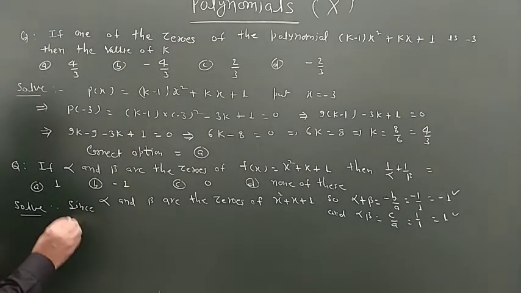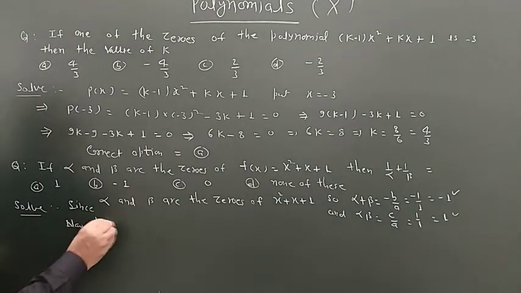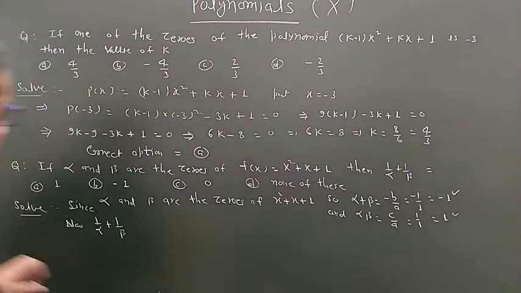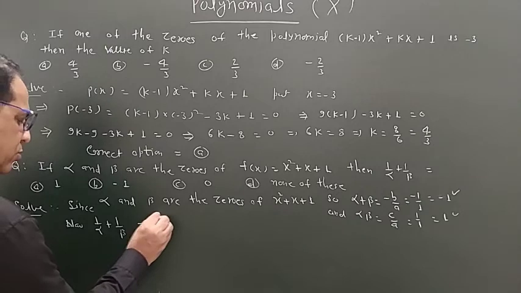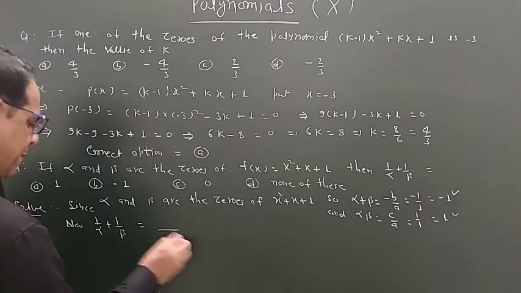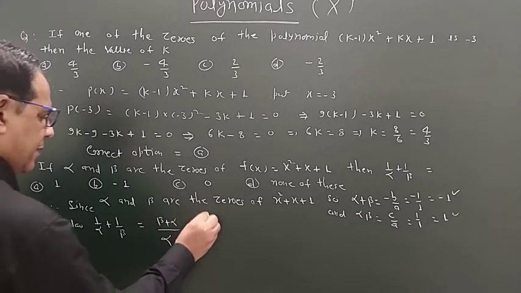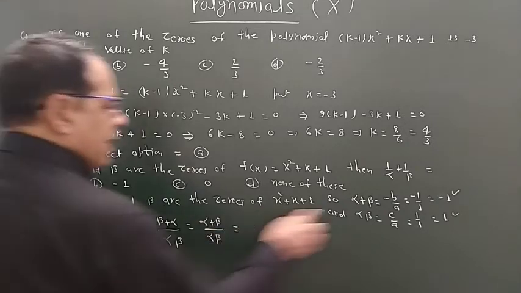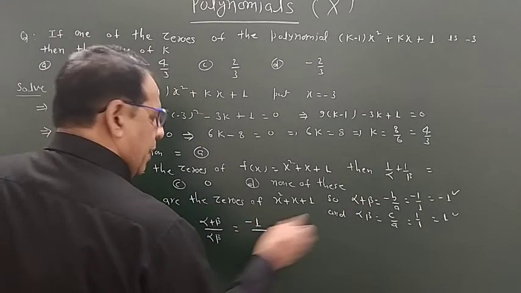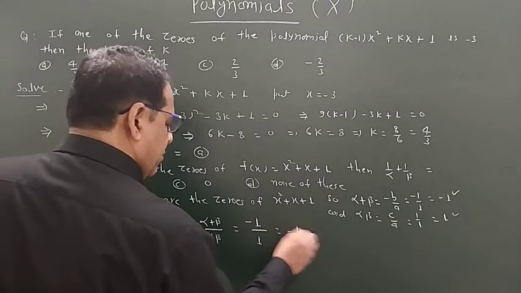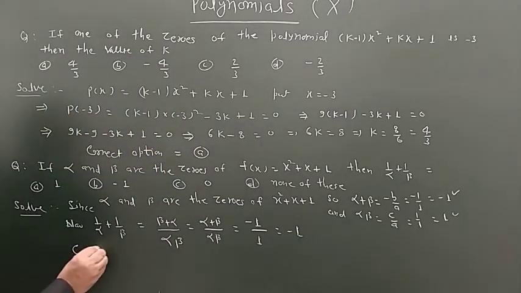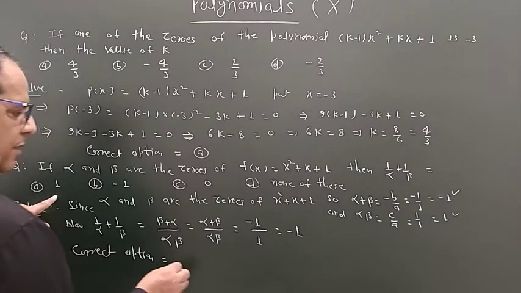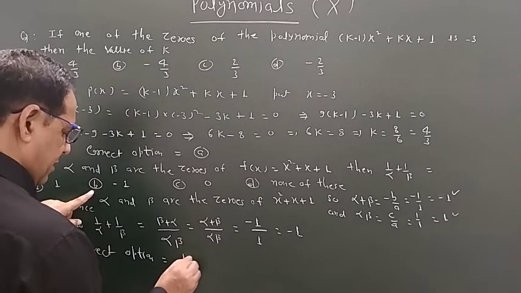Now 1 upon alpha plus 1 upon beta. We want to find the value of 1 upon alpha plus 1 upon beta. So first we convert it into our known values. After taking the LCM, we have beta plus alpha, that can be written as alpha plus beta upon alpha beta. This means alpha plus beta is minus 1 upon alpha beta 1, this equals minus 1. So the correct option is option number B.